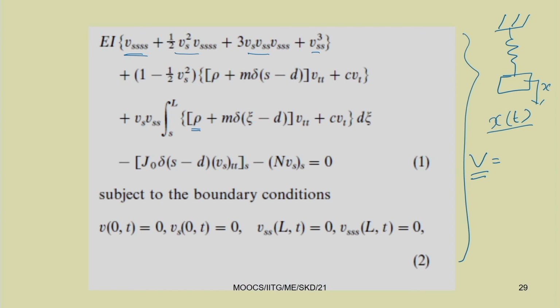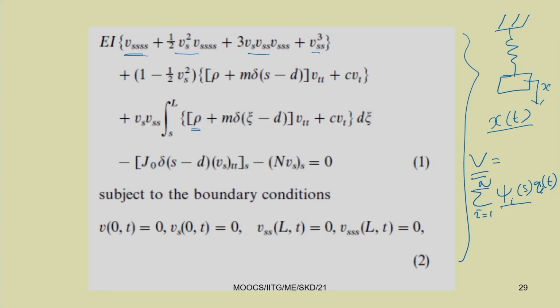By using the separation of variables method, we can write V equal to the summation of psi I S into q I t, I equal to 1 to n. We can take 1 to infinity also, but limiting the number of modes we write I equal to 1 to n, where psi I S is the shape function and q I is known as the time modulation.